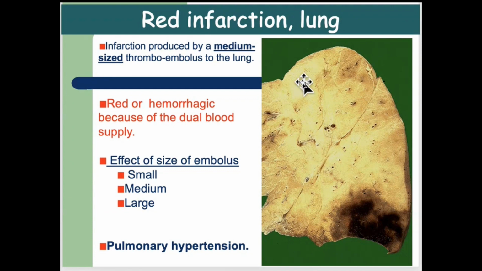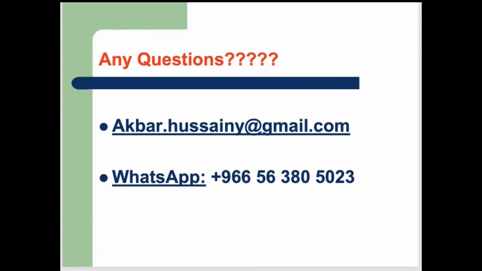The patient will have no features, but after some time they will develop pulmonary hypertension. If they are very large, the patient can die suddenly because of sudden blockage of the blood supply. There will be no infarction, but sudden death, as in saddle-shaped emboli. But when middle-sized emboli reach the lung, they will cause this red-colored or hemorrhagic infarct. So this was, I think, the last picture.